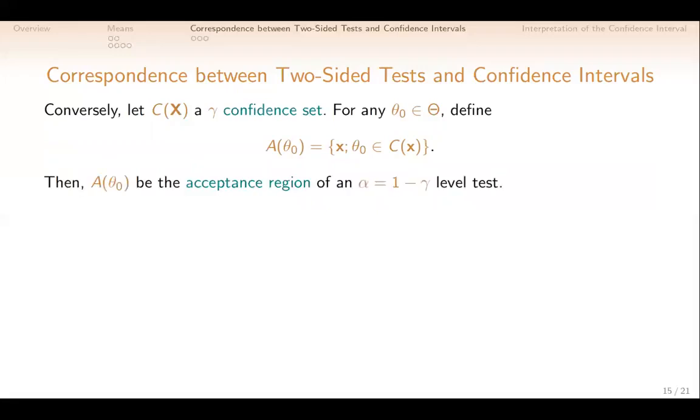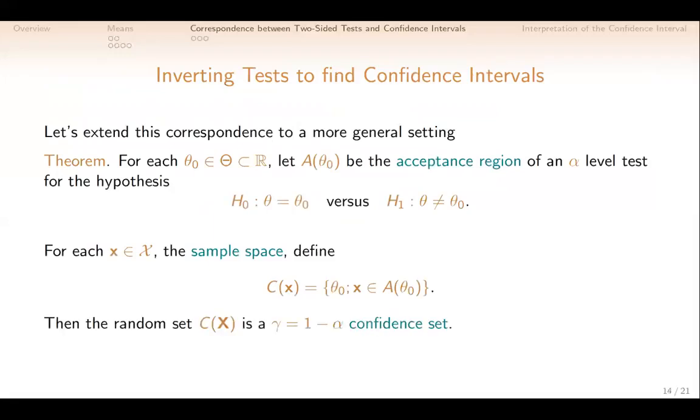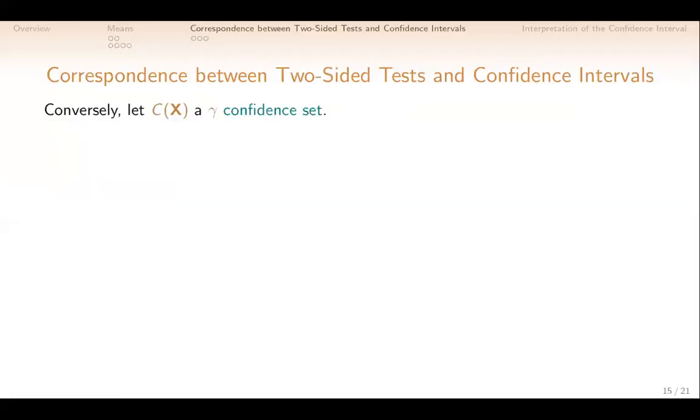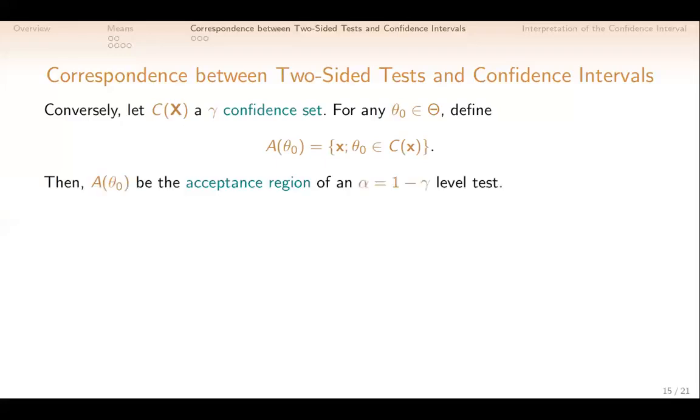And so then A of theta naught will be in the acceptance region of an alpha equals 1 minus gamma test. And so here's the proof. I'm making two claims. If I define C of X to be this thing with respect to the acceptance set, then I get a 1 minus alpha confidence set. On the other hand, if I take this C of X as a 1 minus alpha confidence set and I define this acceptance set, then that is the acceptance region for an alpha level test.